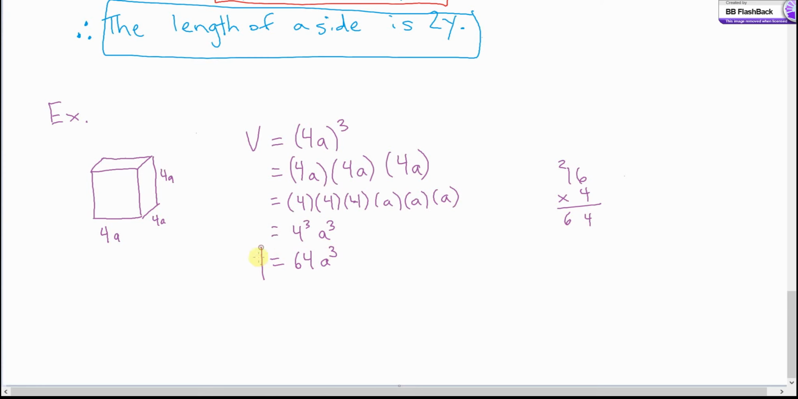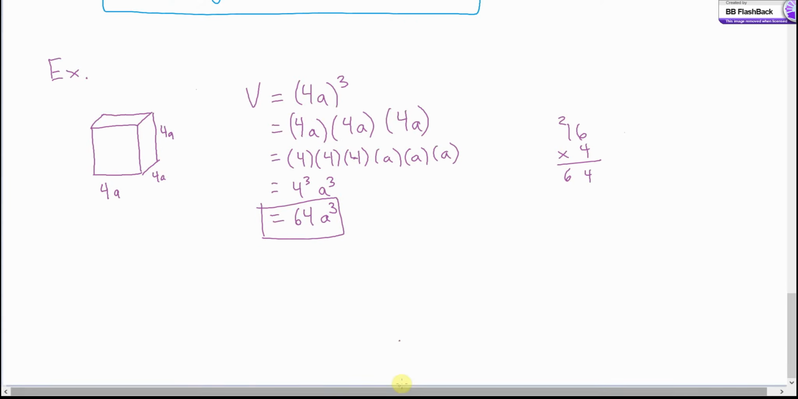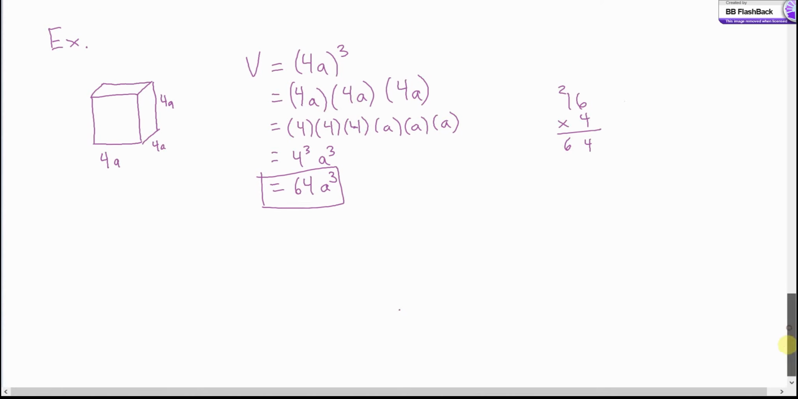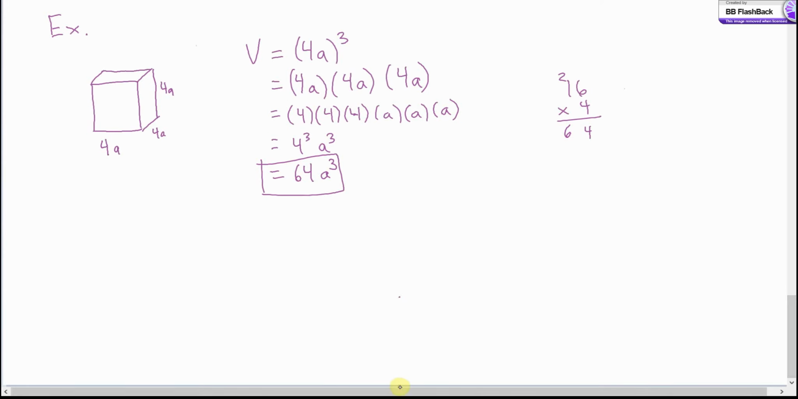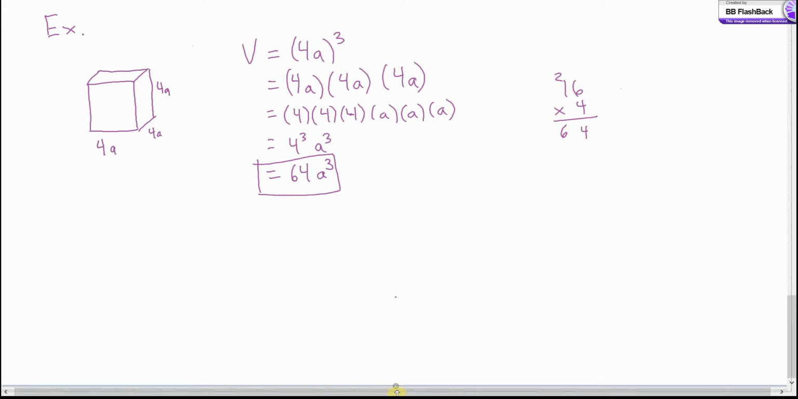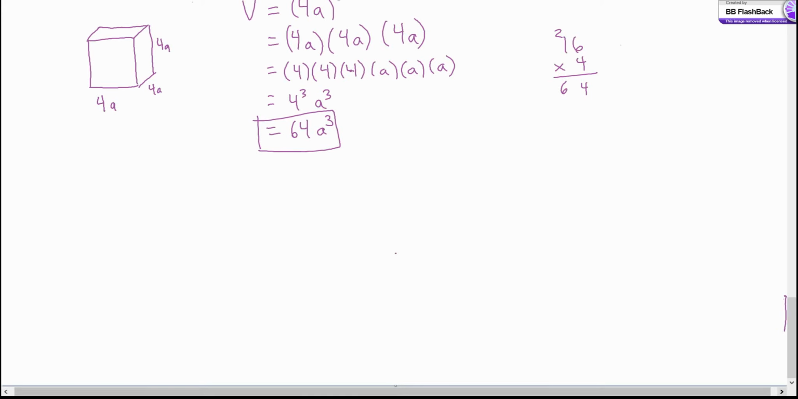So we have a final answer. I'll just put a little box around it so it's really obvious. So the volume of the cube is 64a cubed. So there's a variety of different things that you can do with these types of questions. But try to remember that just a variable all on its own, it's like a line or a string. And a variable squared, like x squared, that's area, that's a surface, a flat surface. And a variable cubed is like a three-dimensional shape, something that has volume, something that takes up space. Those are the key things for you to remember.